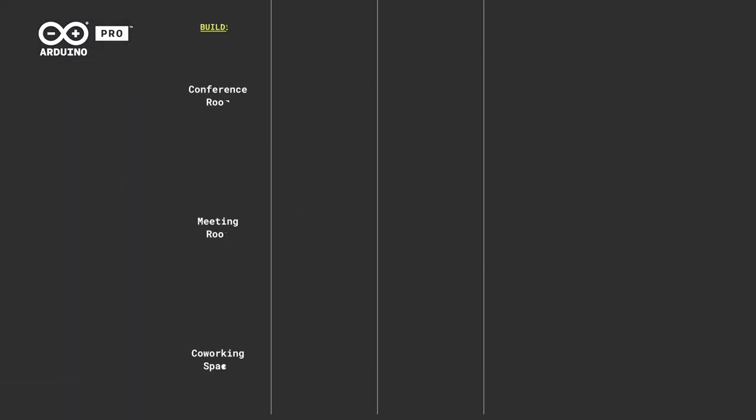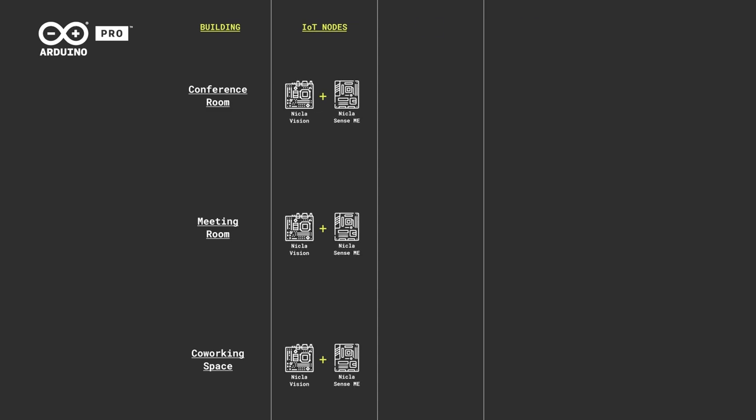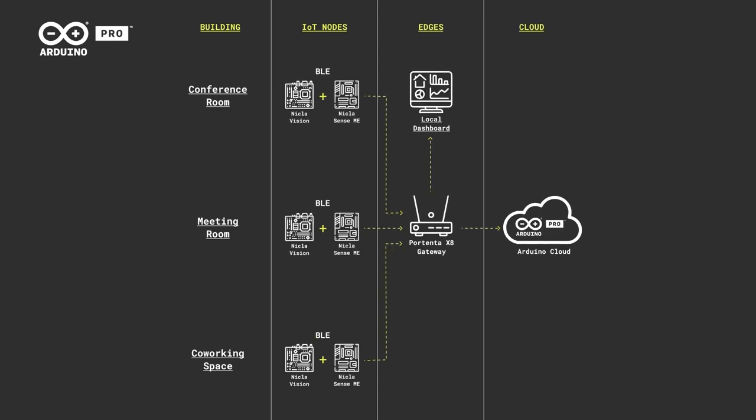We propose a system for monitoring the environment based on sensor nodes that monitor each room and communicate this information to a gateway, which can either display it locally or transfer it to the Arduino Cloud for additional processing.